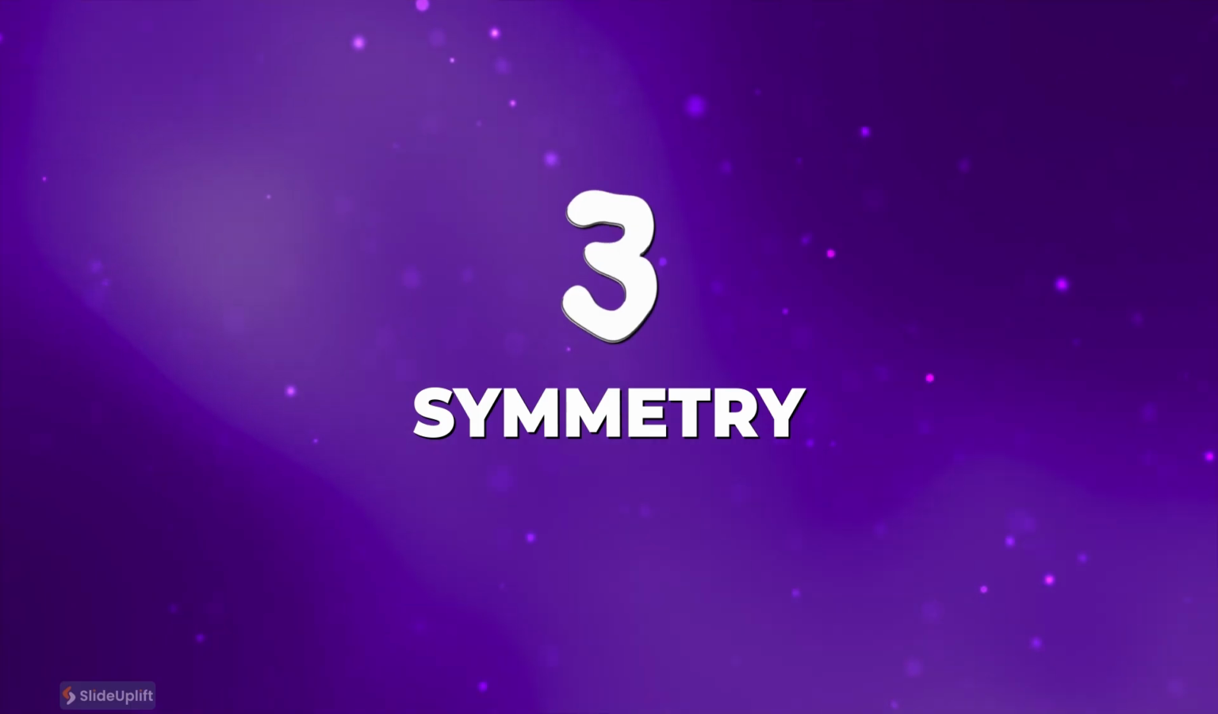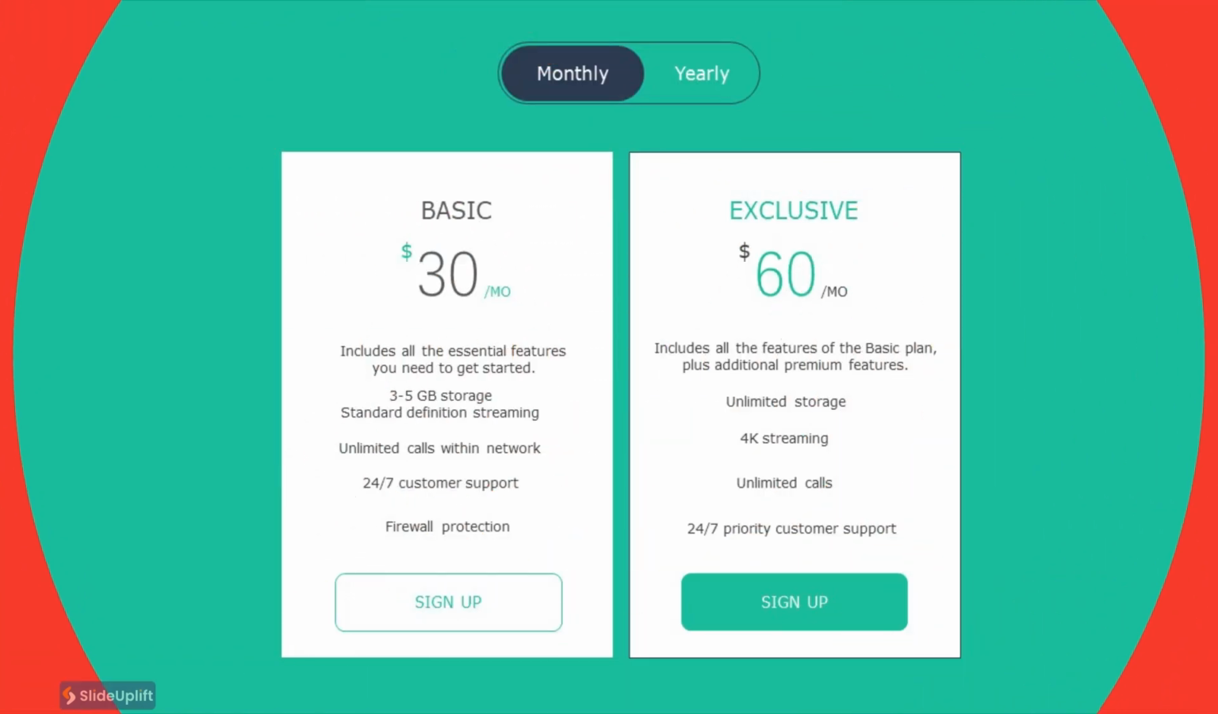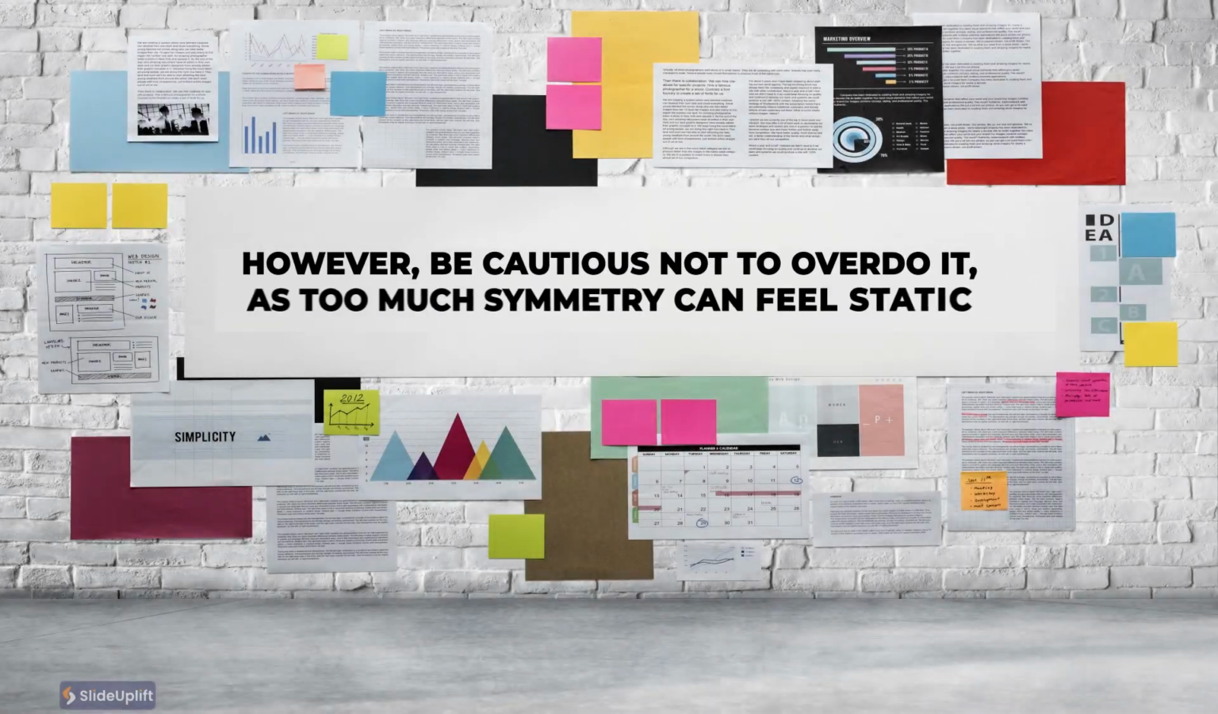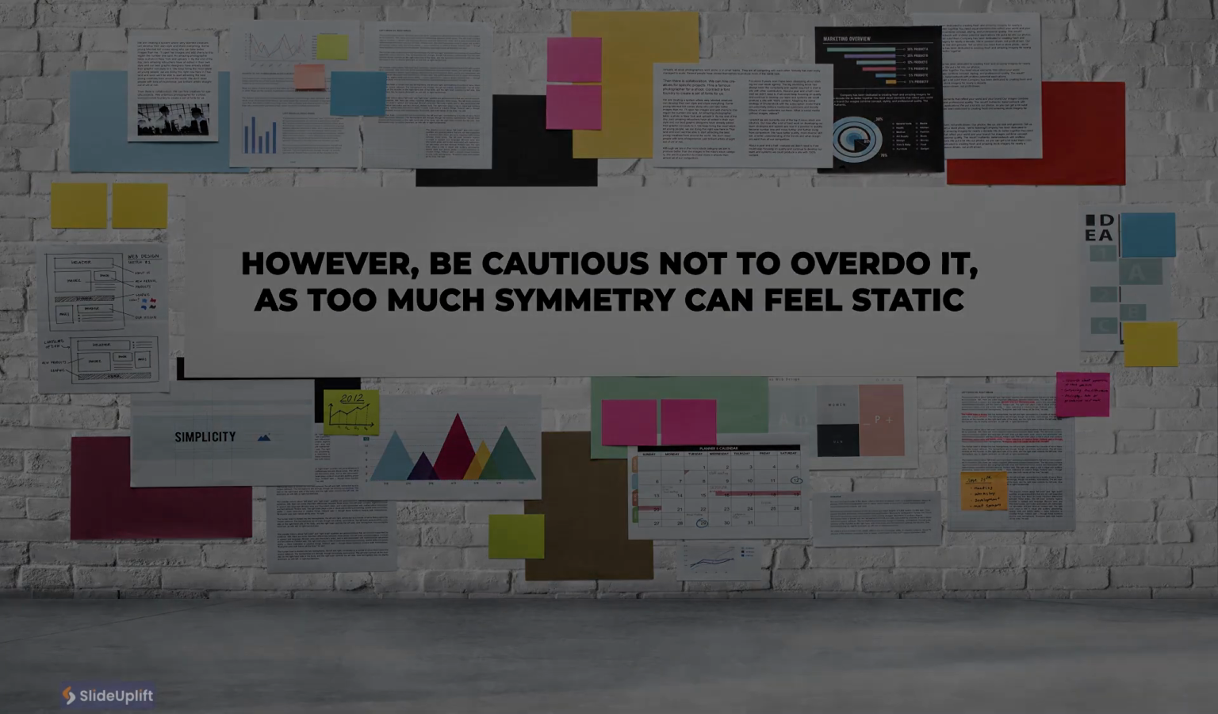Symmetry. Symmetry provides a sense of order and formality. Imagine a slide divided down the middle where elements on one side mirror the other. This is great for presentations that need a classic, clean look. However, be cautious not to overdo it, as too much symmetry can feel static.